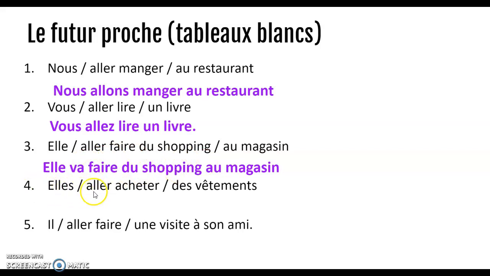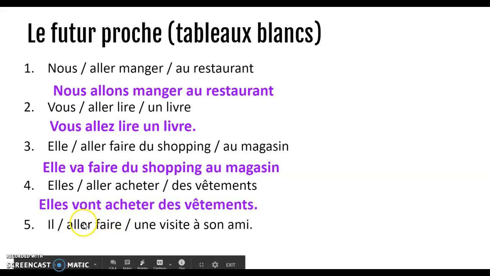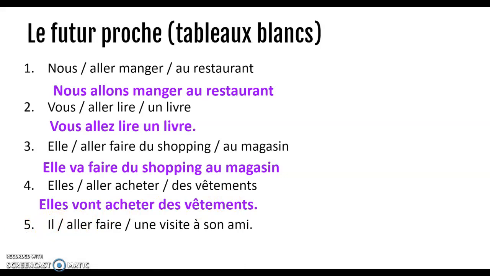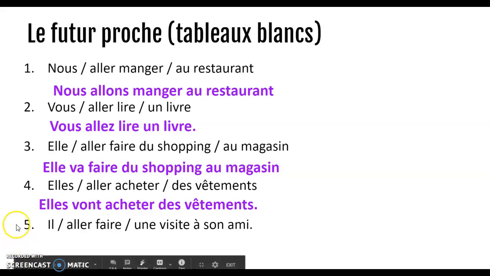Number 4, elle, and then conjugate aller with elles, plural. Becomes elles vont. Acheter, we don't conjugate because it's the second verb. And we complete our sentence with des vêtements. Elles vont acheter des vêtements. Let me give you a second to think about number 5 before I show it to you. How would I conjugate aller, and what would I do with the verb faire? Hopefully you've come up with this answer. Il va faire une visite à son ami.